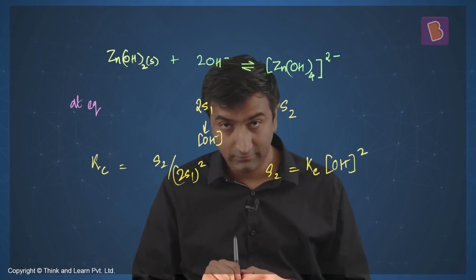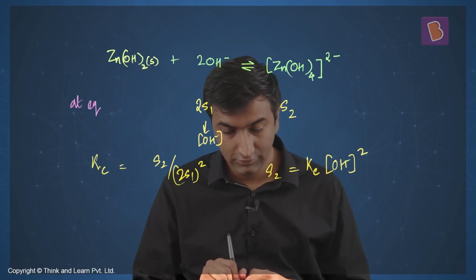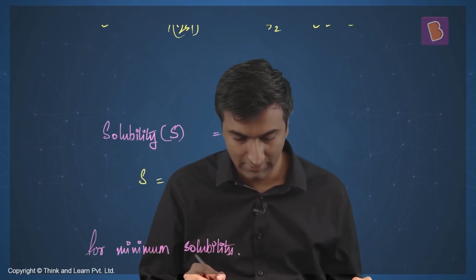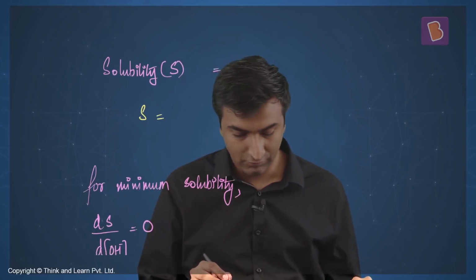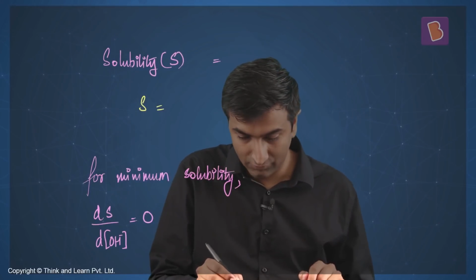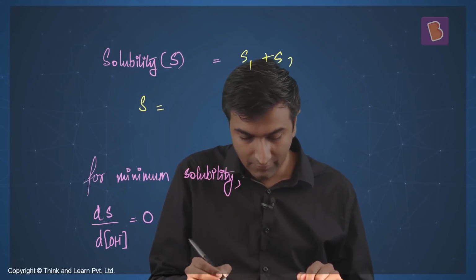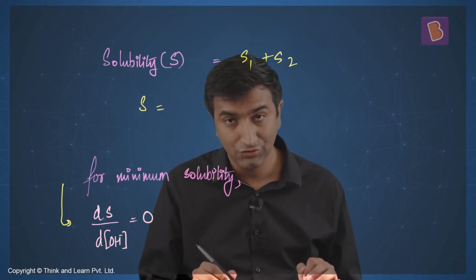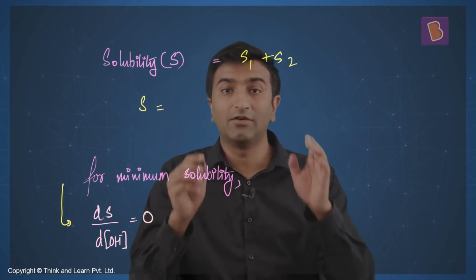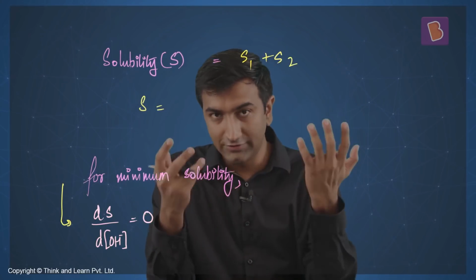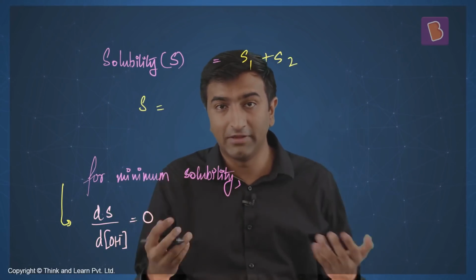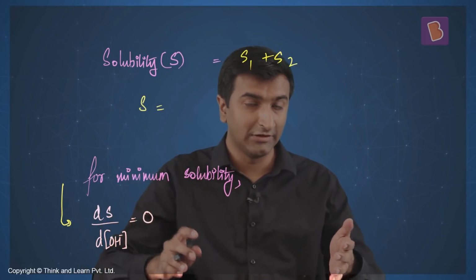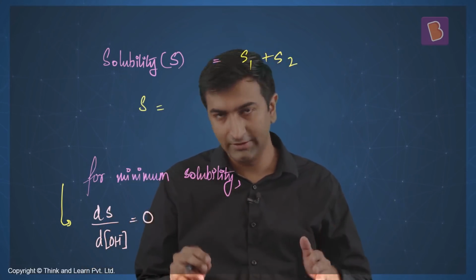Why did I do this? Now, here's the thing. The total solubility S is going to be the summation of two things, S1 and S2 basically. And for minimum solubility, the expression dS by d OH minus should be equal to 0. That's the one trick you need to use. And also the fact that S1 and S2 are separate, they're not the same thing. So you can't just take the same solubility for both expressions, you'll get a completely different expression. So these two ideas you need to keep in mind.